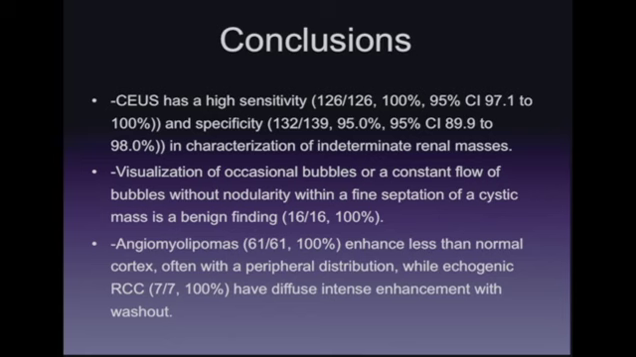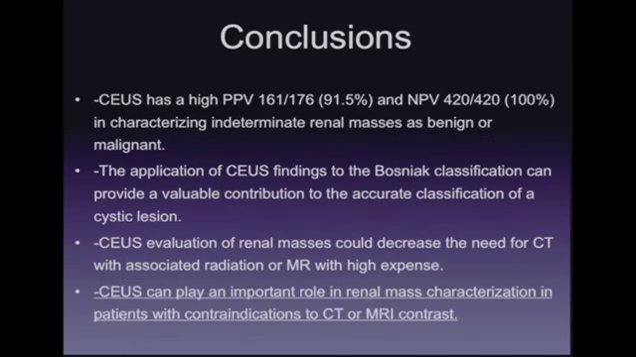Angiomyolipomas in our hands enhance less than normal renal cortex on the arterial phase. They often have some enhancement in a peripheral distribution, while echogenic renal cell carcinomas, which we had a small number, have a diffuse intense enhancement with washout. Contrast-enhanced ultrasound has a high positive predictive value of 92% and a negative predictive value of 100% in characterizing indeterminate renal masses as benign or malignant.